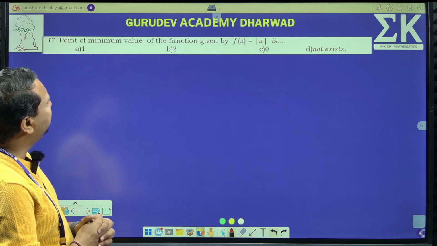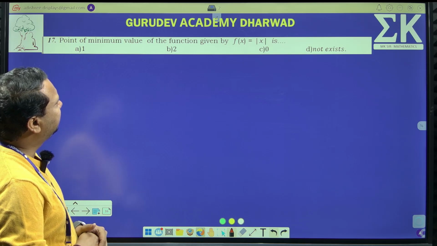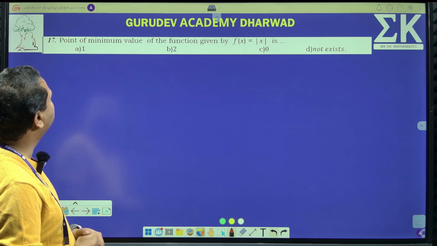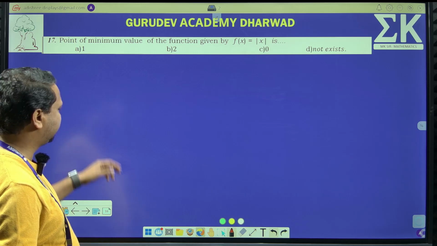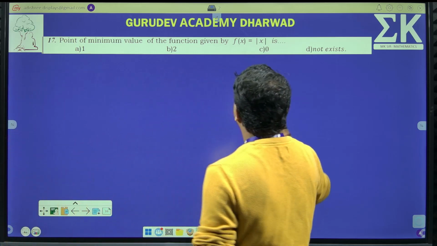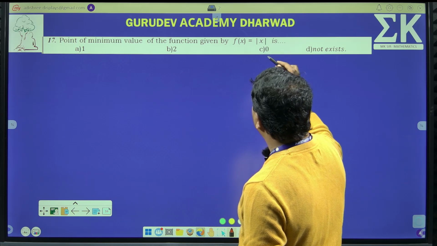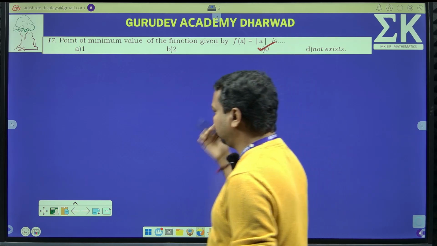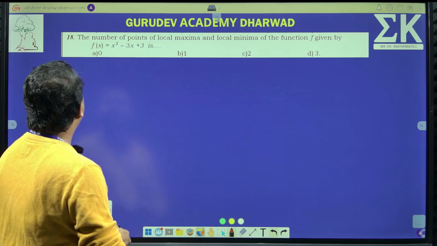The point of minimum value of the function given by f of x is equal to mod x. I think we have already discussed this, isn't it? The minimum value exists at x equal to 0. The point is also 0. Okay, that's it. Go for the 18th one.